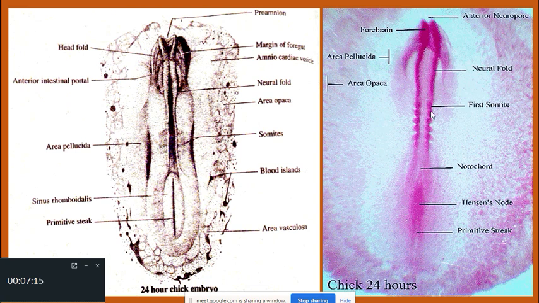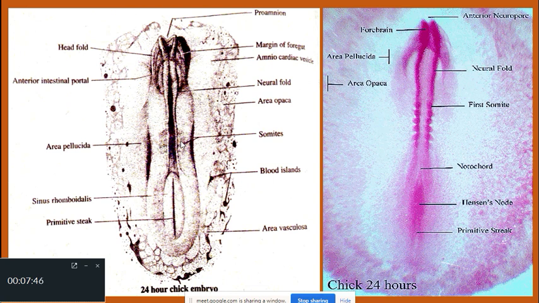Now, after the first pair is formed, every 1 hour, a new pair gets differentiated. Okay, so the first somite is formed in hour 21. The second pair will be formed in hour 22. The third pair will be formed in hour 23, and the fourth pair will be formed in hour 24. And we are studying the features of the 24-hour chick embryo. So we can see 4 pairs of somites in the 24-hour chick embryo.